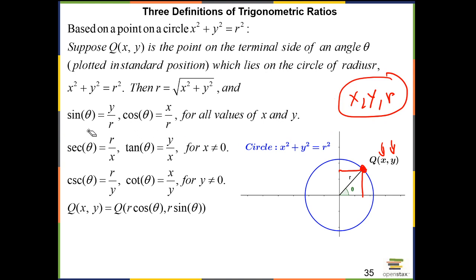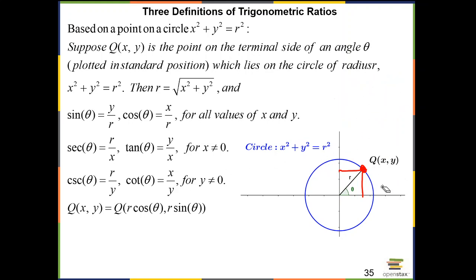Sine of theta we're going to copy kind of from right triangle, but don't think of a right triangle. Right triangle is gone, right? So we're going to think of sine of the angle as y over r, cosine is x over r, secant and cosecant are reciprocals of those, tangent is y over x, and cotangent is x over y, right?